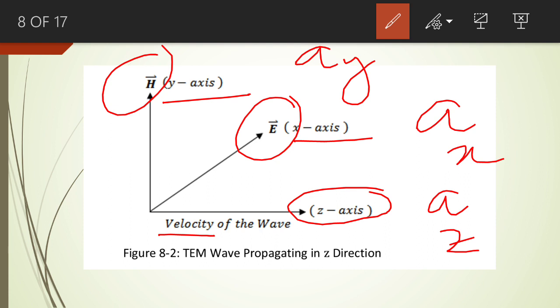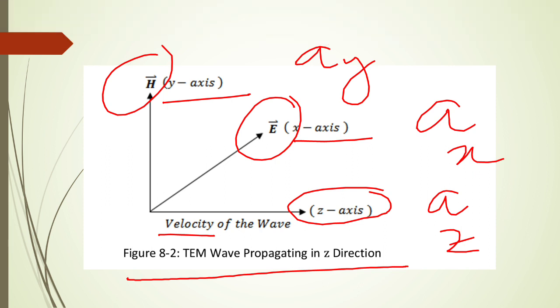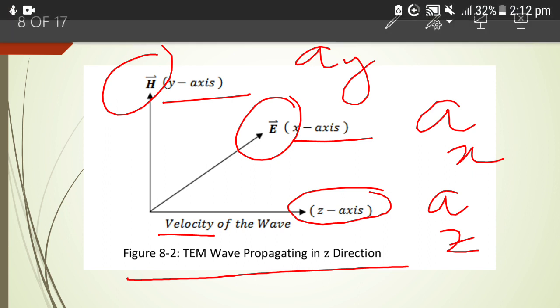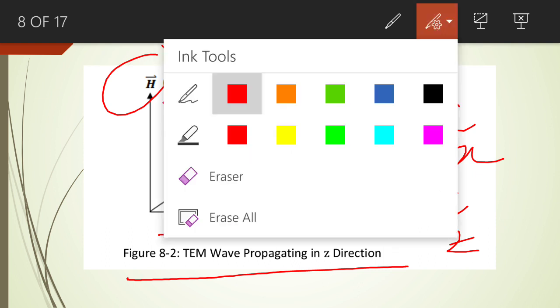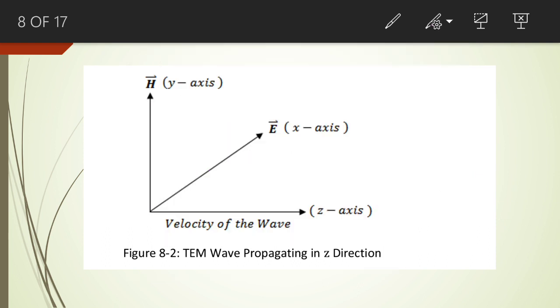So in this particular diagram, this transverse electromagnetic wave is propagating along z-axis in the z direction, right? So the magnetic field intensity is normal to the electric field intensity, and the direction of the speed of the wave is normal to both the fields, that is electric field intensity as well as magnetic field intensity.